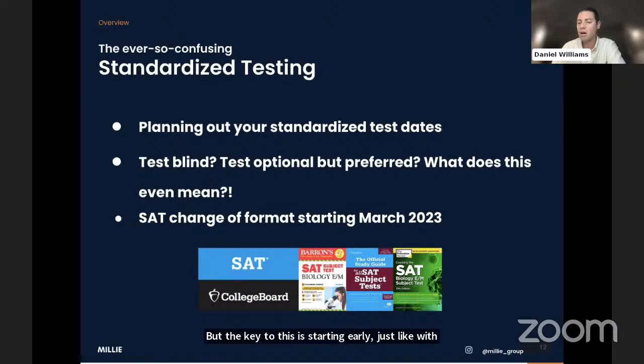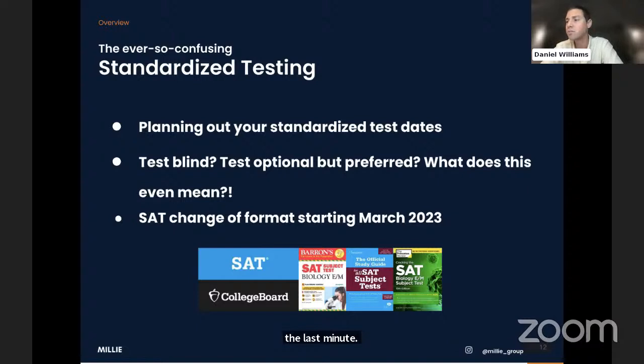So you want to look on the College Board website and decide when you want to take the exam, right? And then prepare several months ahead of that, right? So that you're not trying to cram everything at the last minute. So planning out your test dates is important.